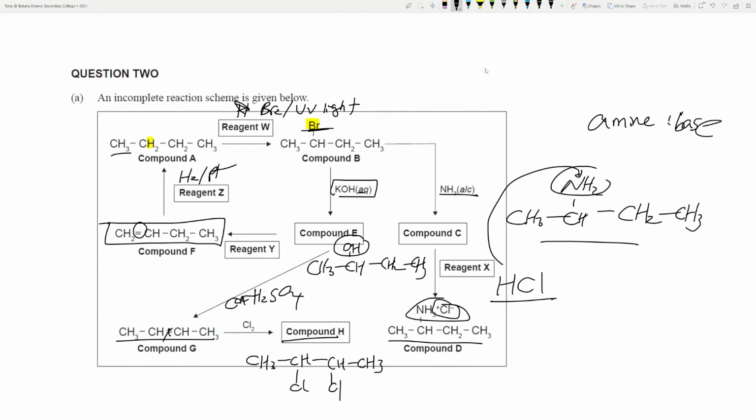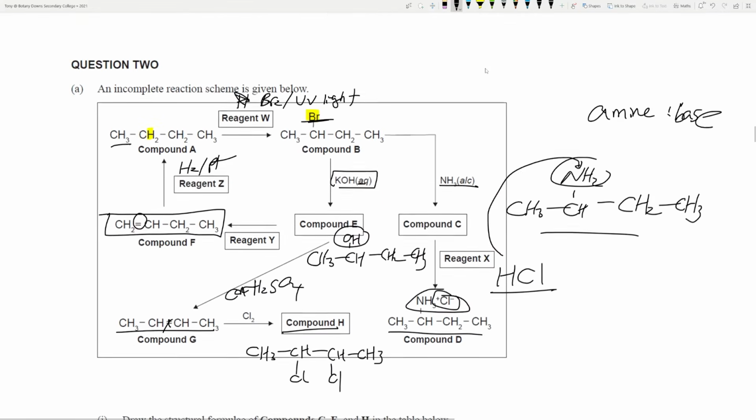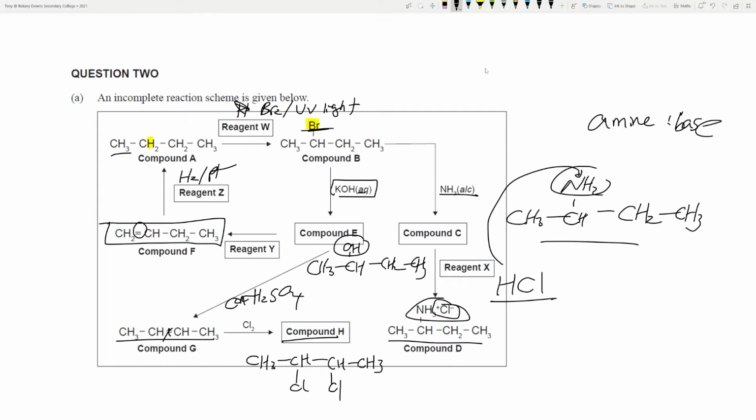Okay, so that's pretty much these questions. Oh, forgot one thing. This reagent Y. What are we doing here? You're turning this into the alkene. Wait, isn't that the same thing? Oh wait, this goes here, right? So reagent Y is conc H2SO4, so it's the same thing.